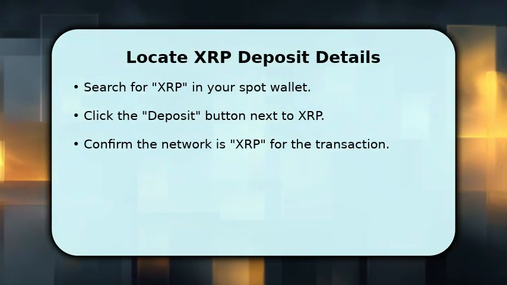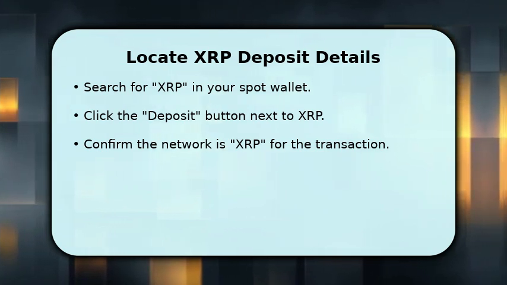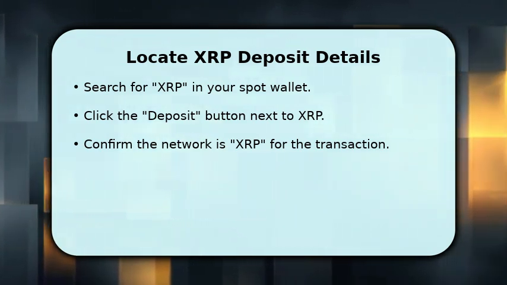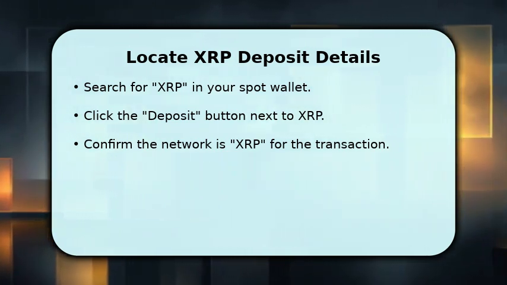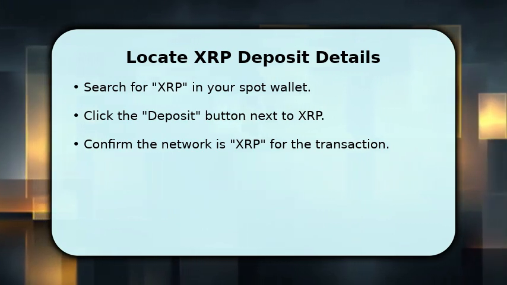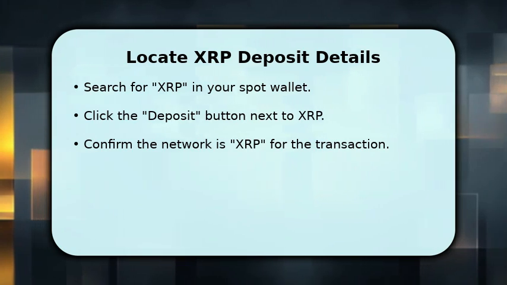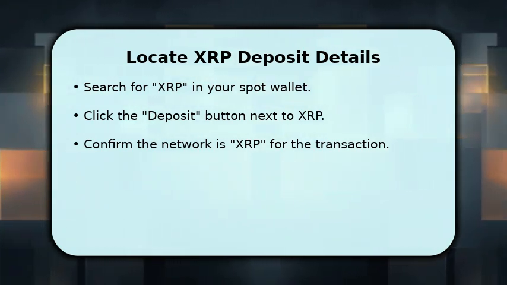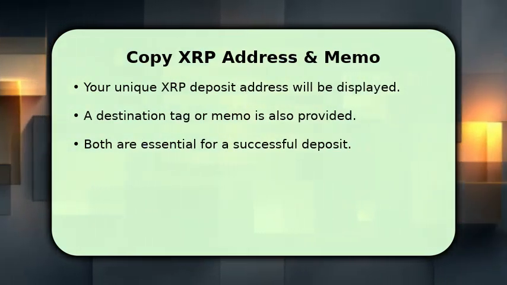Next, within your Fiat and Spot wallet, use the search bar to find XRP. Once you locate Ripple, click on the deposit button associated with it. It's crucial to confirm that the selected network for your deposit is XRP or Ripple network to ensure your funds are sent correctly. You will now see your unique XRP deposit address.